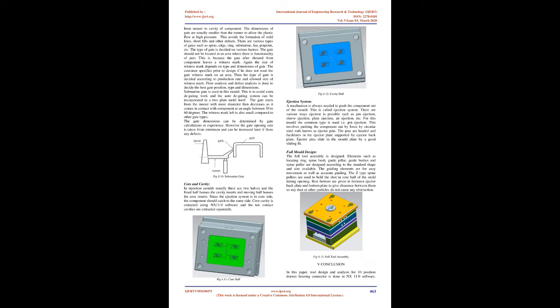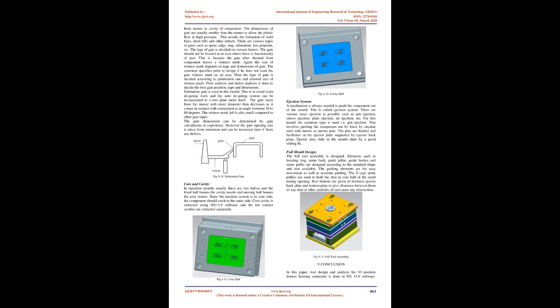The dimensions of gate are usually smaller than the runner to allow the plastic flow at high pressure. This avoids the formation of weld lines, short fills and other defects. There are various types of gates such as sprue, edge, ring, submarine, fan, pinpoint, etc. The type of gate is decided on various factors.